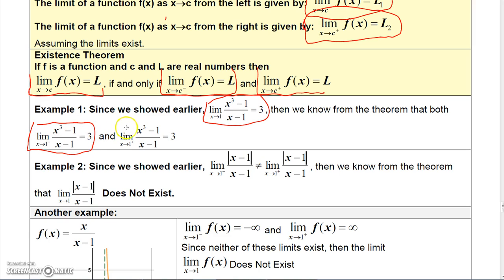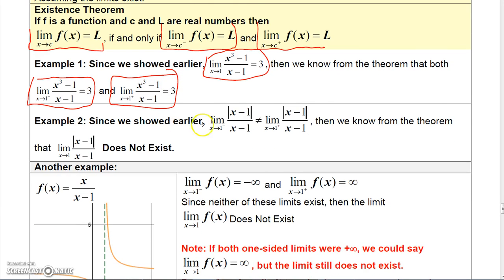So the left hand limit must equal 3 and the right hand limit must equal 3. We showed earlier that the left hand limit of this was -1, and the right hand limit of this was +1. So since those limits are not equal, we know that the limit itself does not exist, because for this limit to exist, these two limits must be equal. They must equal a real number and be equal.